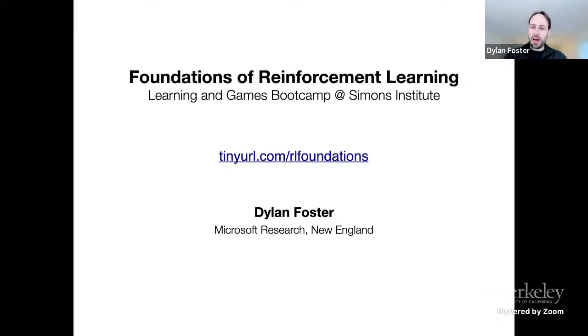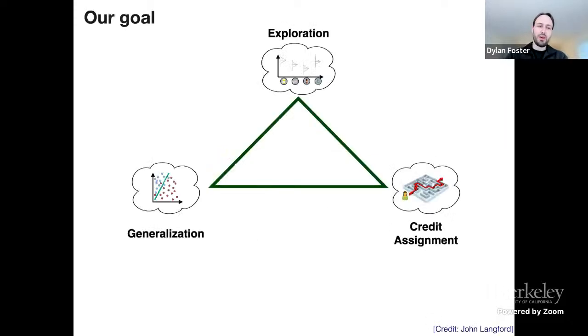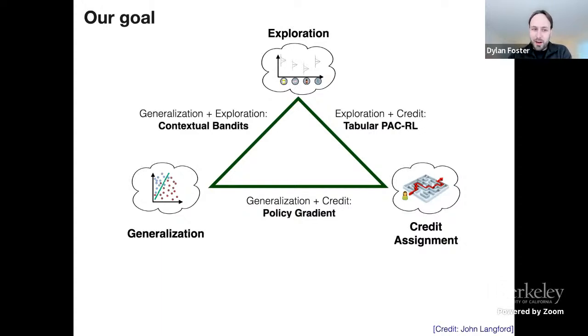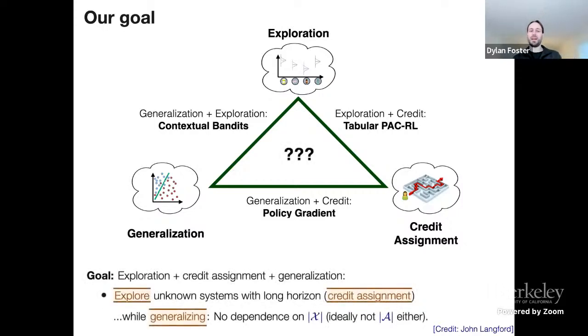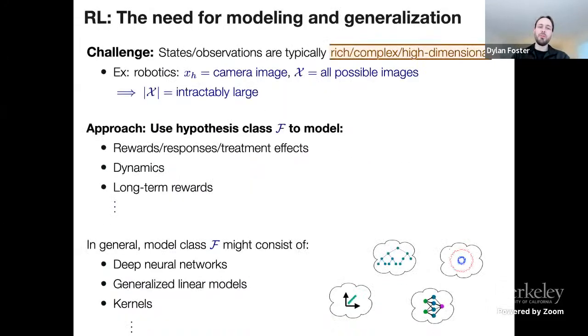Yeah, so we're going to kick off where we left off with part one. If you remember from the first part of the tutorial, we talked about these three challenges: exploration, credit assignment, generalization. We saw how to solve them on their own. We saw how to solve them in pairs. And now in this part, we want to try to solve them all at the same time. In other words, how do we explore in systems where we have a long horizon and do this while generalizing across states?